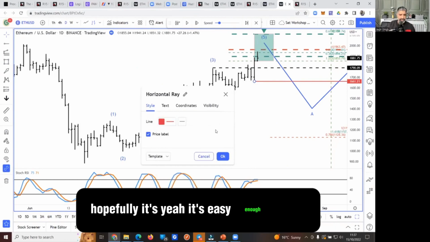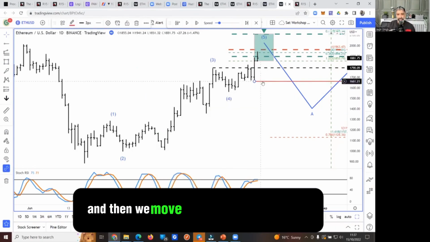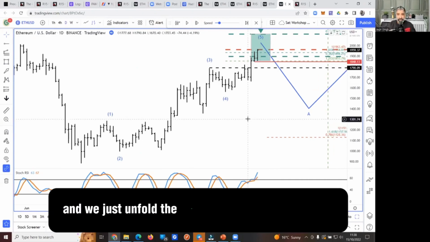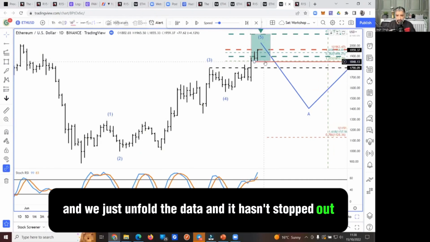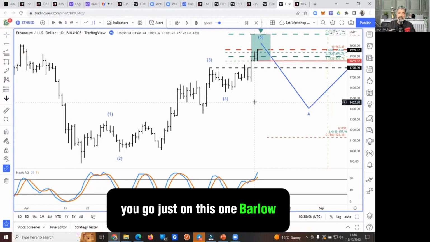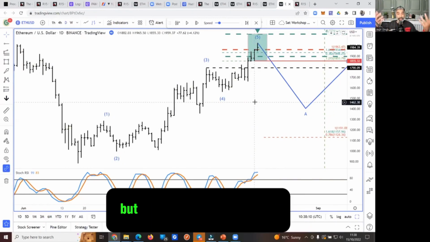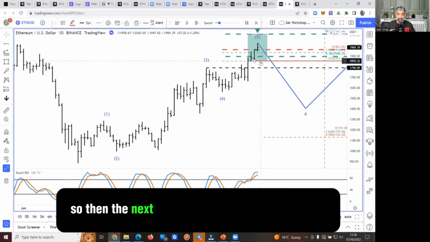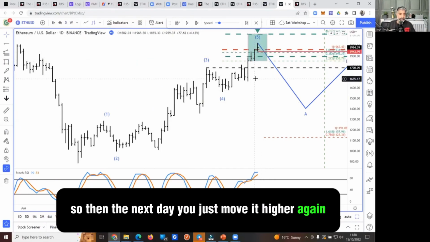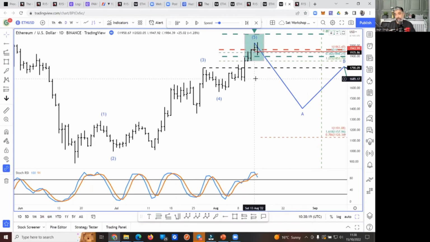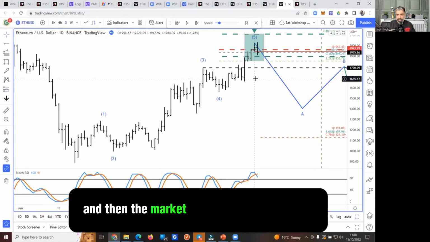Hopefully it's easy enough to see. And then we move it to the next 1-bar low. So now this is the current 1-bar low. And we just unfold the data, and it hasn't stopped out. You go just on this 1-bar low, the market goes higher. You see, we didn't know it was going to go higher, but it has gone higher. So then the next day, you just move it higher again. And then on that bar, you would have got stopped out. And there you go. And then the market, let's just see what it did.